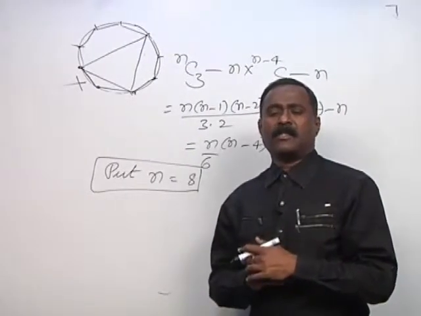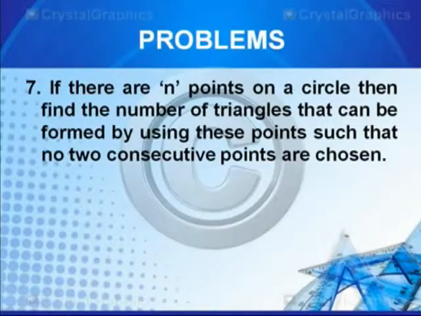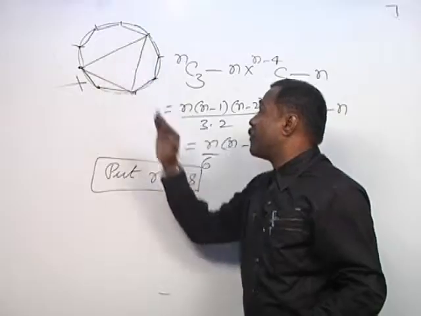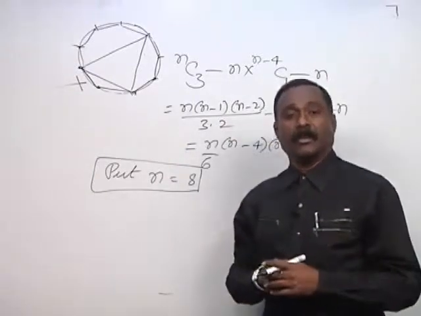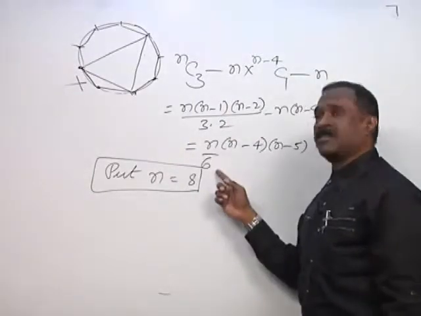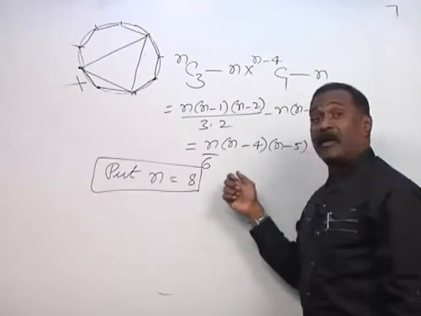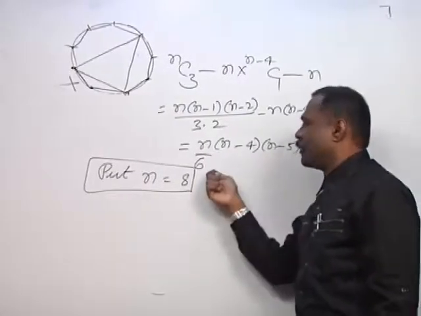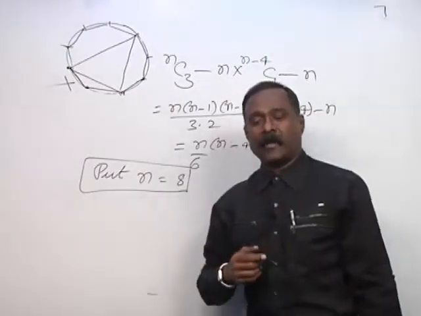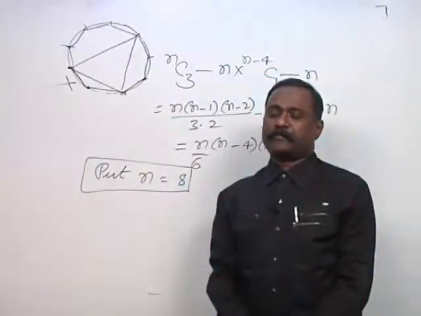The number of triangles, where n points are lying on a circle. Lying on a circle is the same as the forming of a polygon. Both are the same, so you can take this as a trick to apply. That is n into n minus 4, n minus 5 upon 6. Okay, go to the next one.